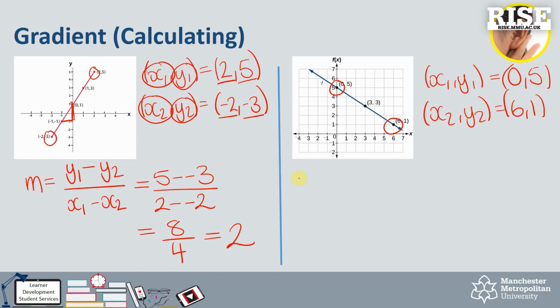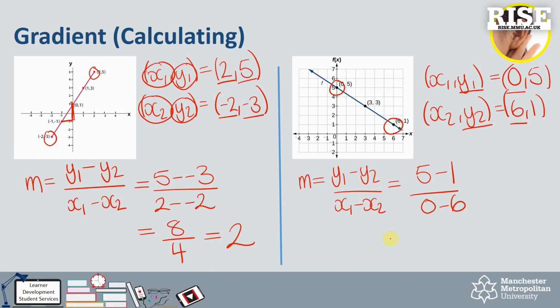So my gradient m is y1 take away y2 divided by x1 take away x2. So that's 5 take away 1, and x1 take away x2 is 0 take away 6. So 5 take away 1 is 4 and 0 take away 6 is -6. So that's where my negative gradient is coming in.